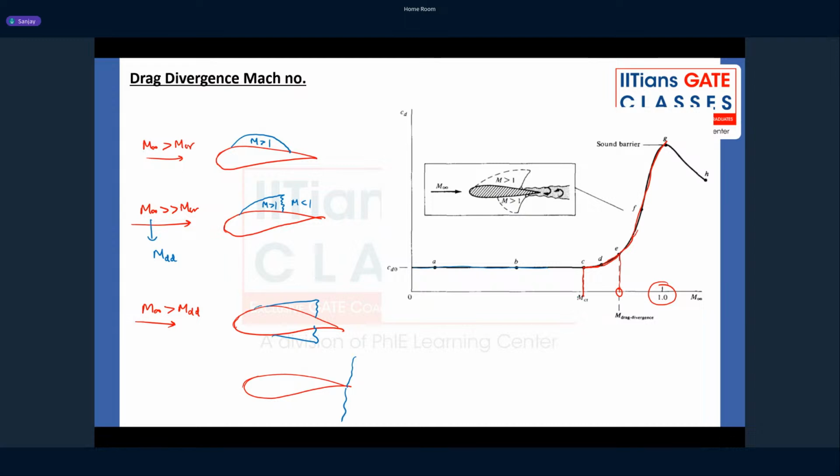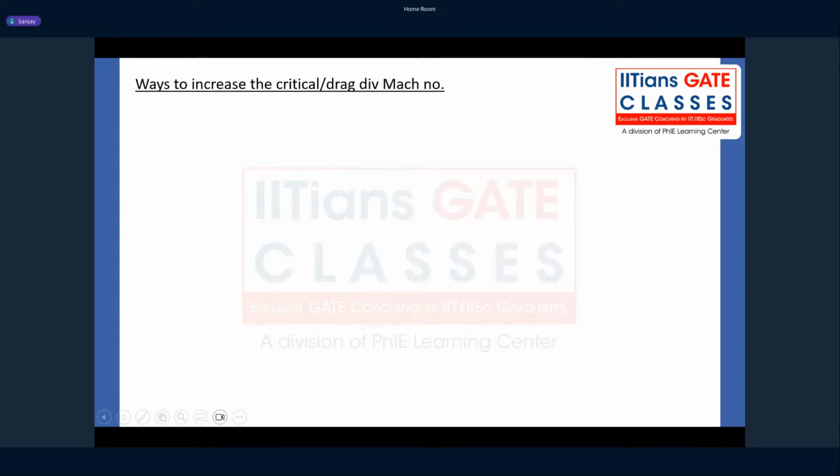We want the critical Mach number to be as high as possible, but we also don't want to approach drag divergence Mach number. So I want to be in this gap between critical and drag divergence Mach number. So how do I increase the gap? That is a question, right? How do I increase the gap? For that, we have some ways to increase the critical Mach number or drag divergence Mach number. There are some very traditional ways.